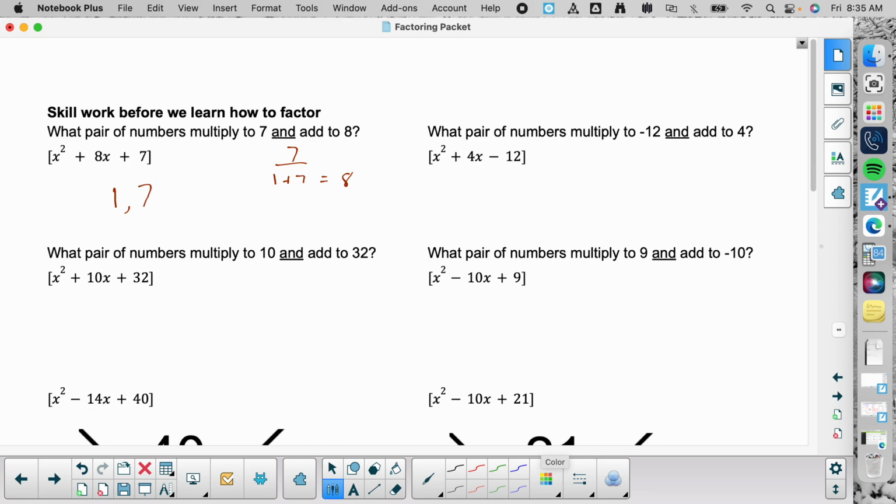Second one. What pair of numbers multiply to negative 12 and add to 4? And again, some of you are pretty good at doing this in your head. I'm going to guess most of you need to write things down.